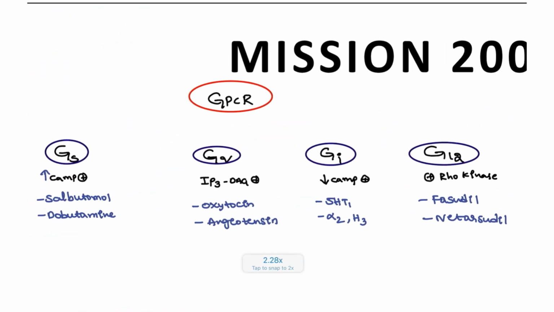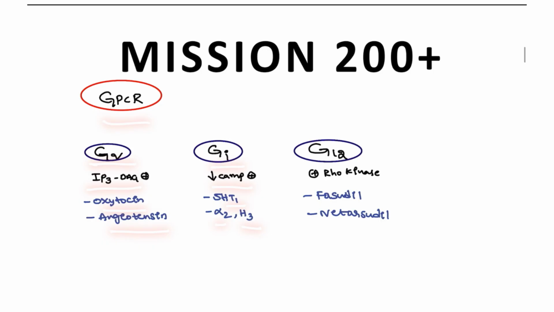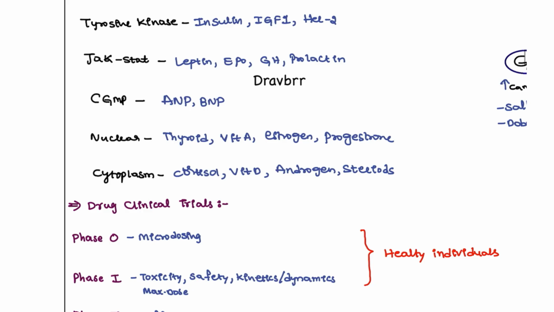And next, some of the G protein coupled receptors such as the Gs, which will be acting by the increased cAMP pathway, salbutamol and the dobutamine, and the Gq via IP3 and DAG, that is for the oxytocin and the angiotensin. Gi, which will decrease the cAMP pathway, like serotonin, alpha 2 and the histamine 3, and the G12 is for the Rho kinase. These are some of the drugs and the receptors acting.